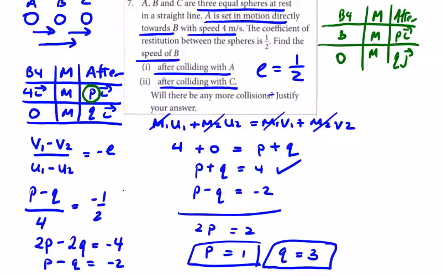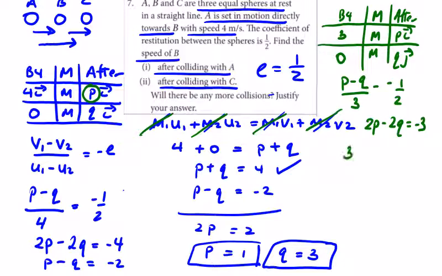But applying this information, we are going to get V1 minus V2, P minus Q, over 3 minus 0, if you want to put it in, is equal to minus the coefficient of restitution, which is going to be the same. So we get 2P minus 2Q equals minus 3. So then the M's, we can keep the same formula here. We know the M's are going to cancel here. So we've got U1 plus U2, which is just 3, is equal to V1 plus V2, which is P plus Q.